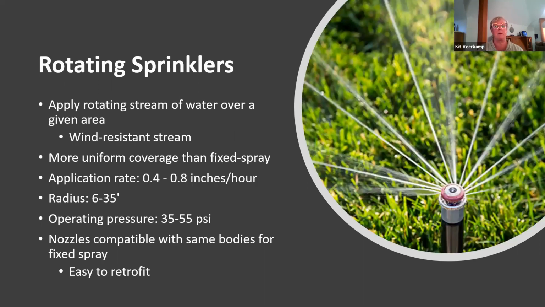So these rotating sprinklers are for a little bit bigger systems. They range from 6 to 35 feet in radius. They're a little more wind resistant. So these are for a larger lawn or ground cover area. Their operating pressure can range in there from 35 to 55 psi. So you've got to have that available. In fact, you have to have more than that available, because you got to take into account pressure loss along the way.